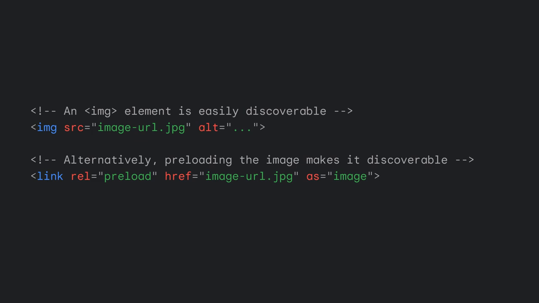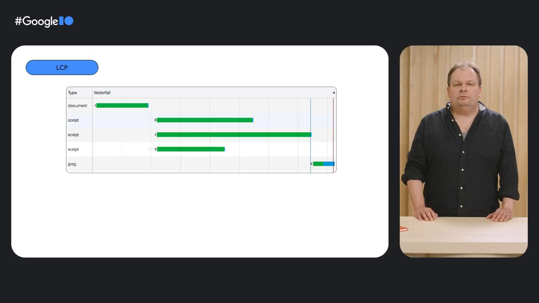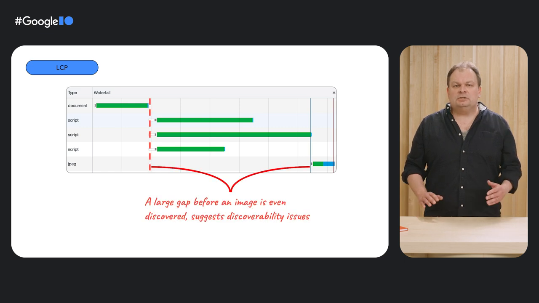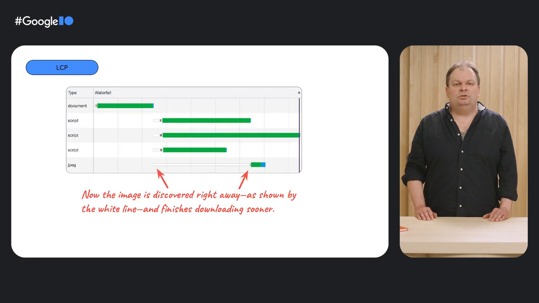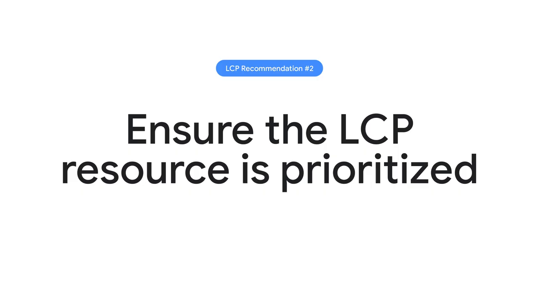You can use the loading waterfall in Chrome DevTools to identify resources that start loading late. If there is a large gap between the HTML being processed and the LCP image being requested, it is likely that you have a discoverability issue. By including the image in the HTML, either with an image element or a preload, it is discovered right away and finishes downloading sooner. Much better. The white line shows it still takes a while to start downloading, but we'll get to that next. Which brings us to our next tip.